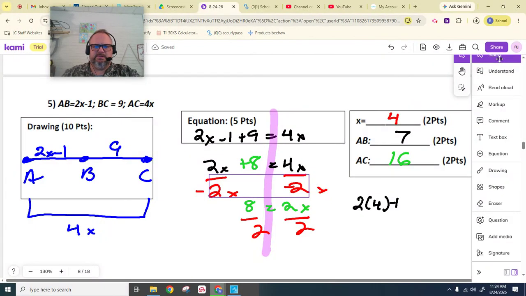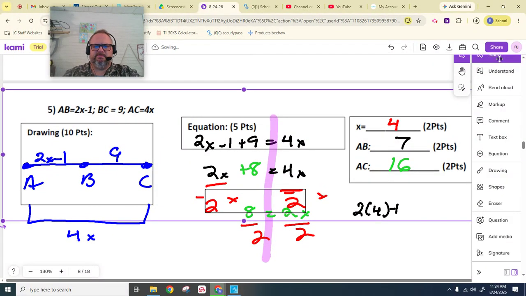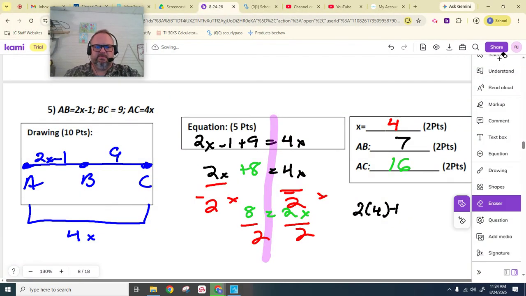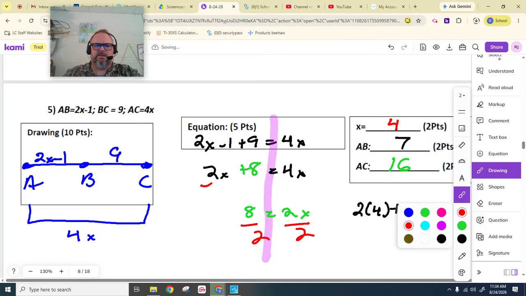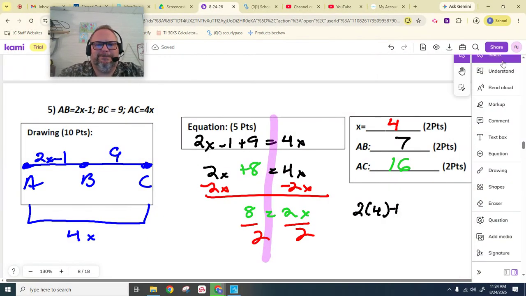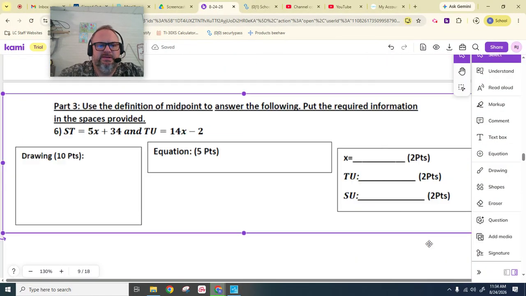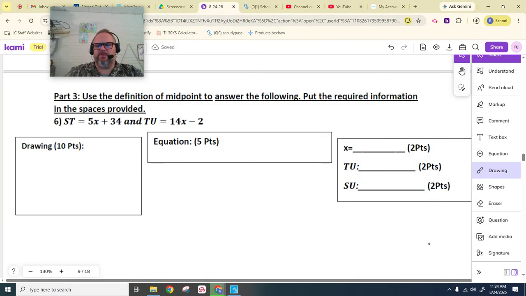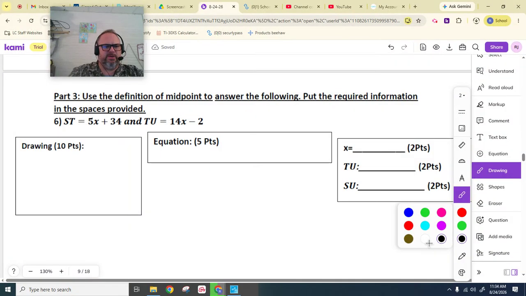Minus 2x. Yes, your magnets stick on the magnetic whiteboard. So that was number 5. Number 6, midpoint. Well, that was actually part of our vocab.